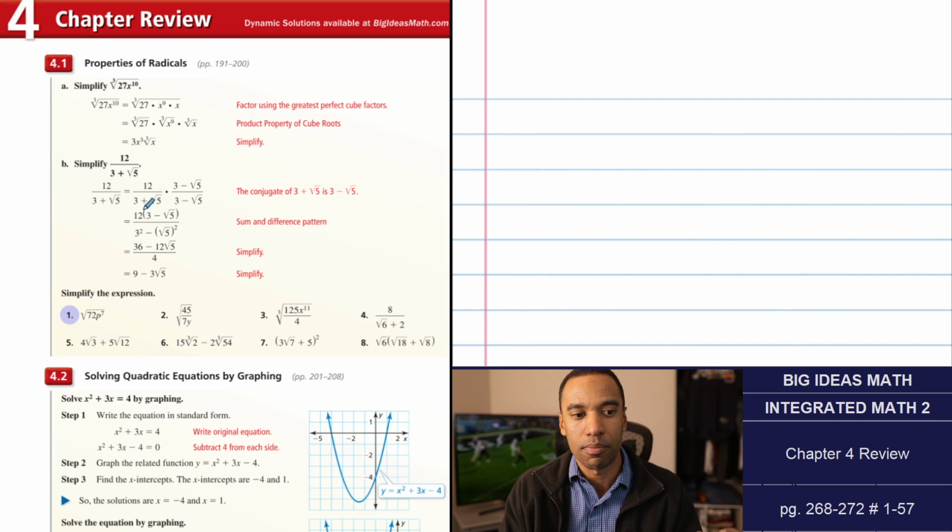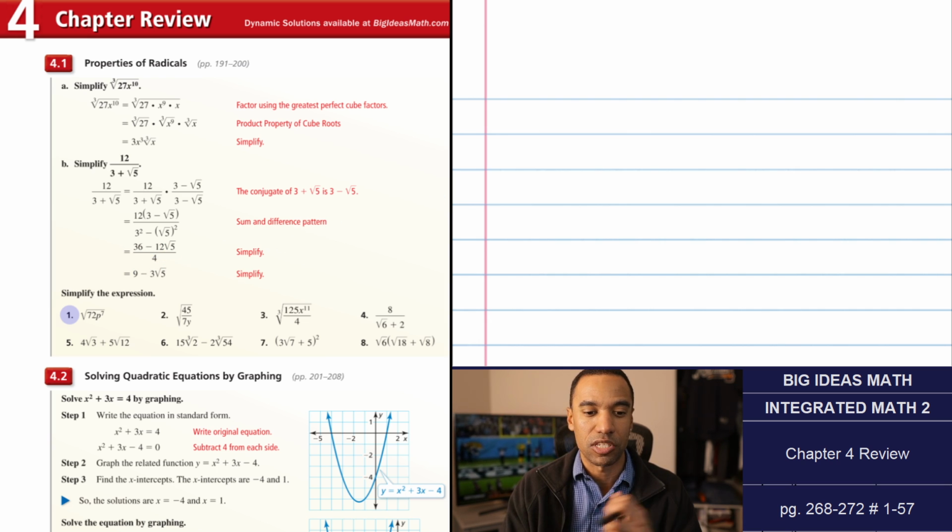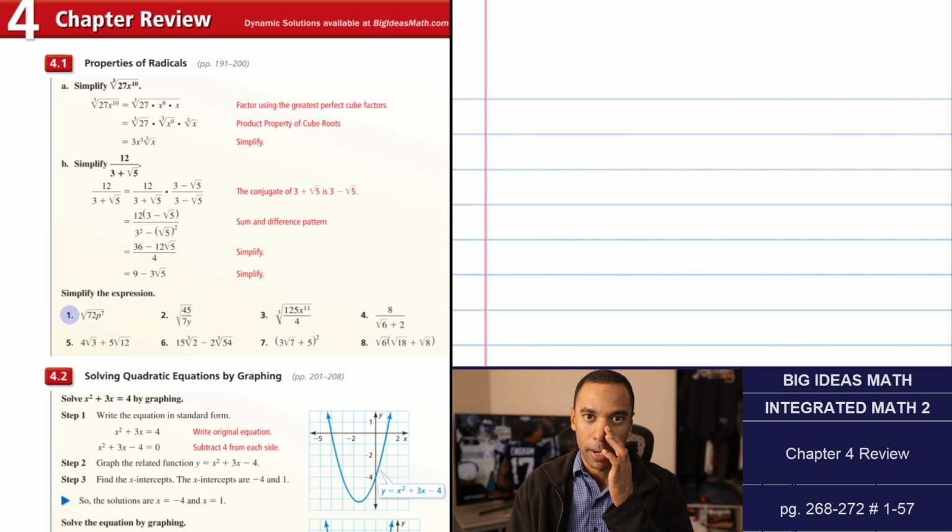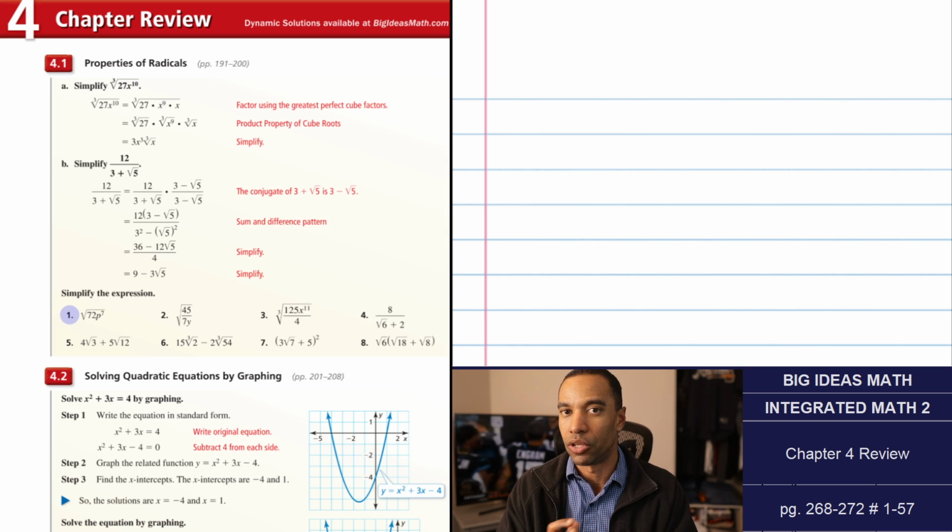And on the top, you distribute 12 into the 3 and the negative root 5 to get this 36 minus 12 root 5 all over 4. 36 and 12 can both divide by 4, and the 4 goes away. You get 9 minus 3 root 5. So we're probably going to be able to do some examples for ourselves with rationalizing the denominator. Let's go ahead and take a look at what we got.